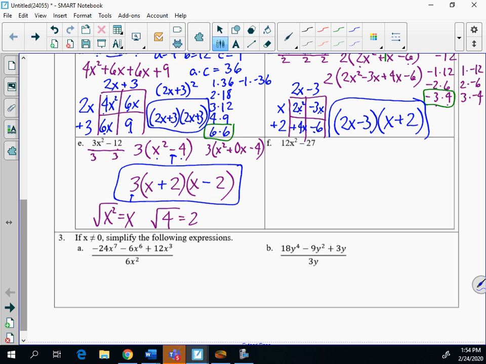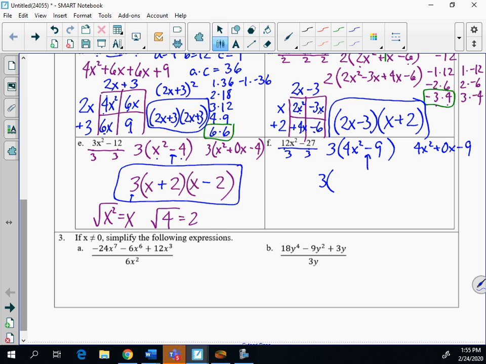Part F, letter F. Is there a GCF between 12 and negative 27? Yes, there is. It is 3, and I set up my parentheses. Let's divide each of those by 3. 4x squared minus 9. Well, once again, if you wanted to, you could put a 0 in there and then go about your factoring. But we do have a difference.